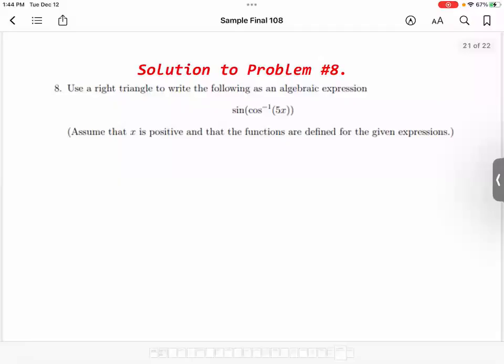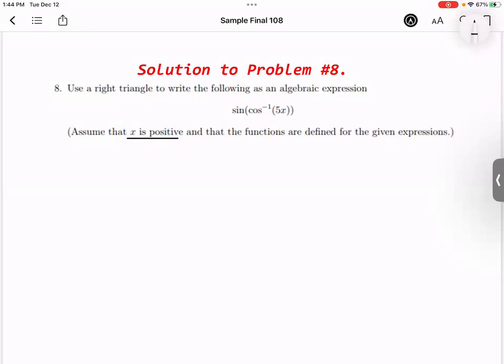All right. So for problem number 8, it states: use a right triangle to write the following as an algebraic expression. We have sine of cos inverse of 5x, and we're going to assume that x is positive and that the functions are defined for the given expressions. So we won't worry too much about the domain issues.